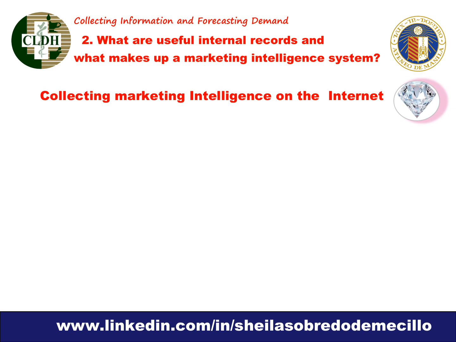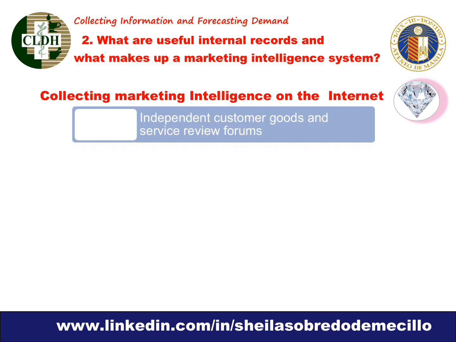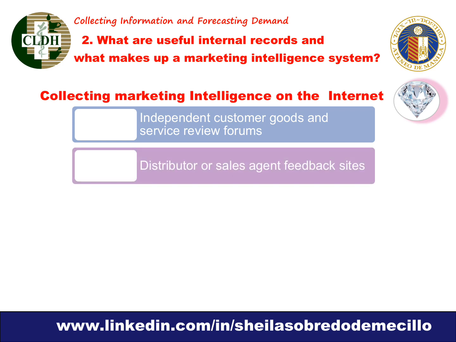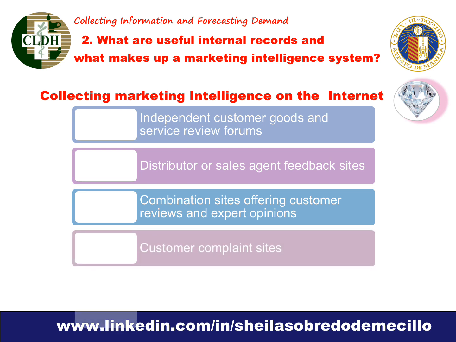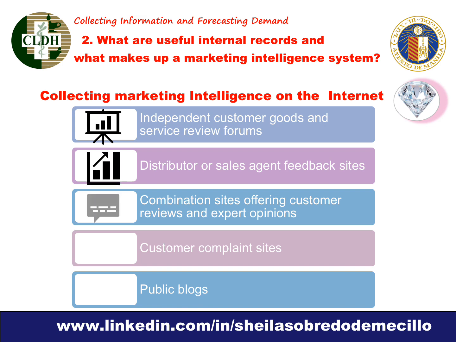Thanks to the explosion of outlets available on the internet, online customer reviews, chat rooms, and blogs can distribute one customer's experiences or evaluations to other potential buyers. There are five main ways identified which marketers can use to research competitors' products, strengths, and weaknesses. First is independent customers' goods and services review forums. Next is distributor or sales agent feedback sites, and combination sites offering customer reviews and expert opinions, plus customer complaint sites and also public blogs.